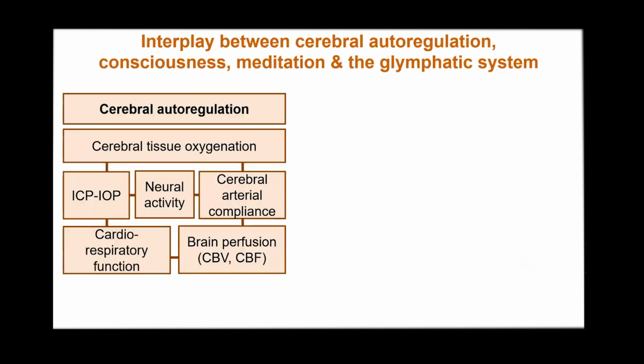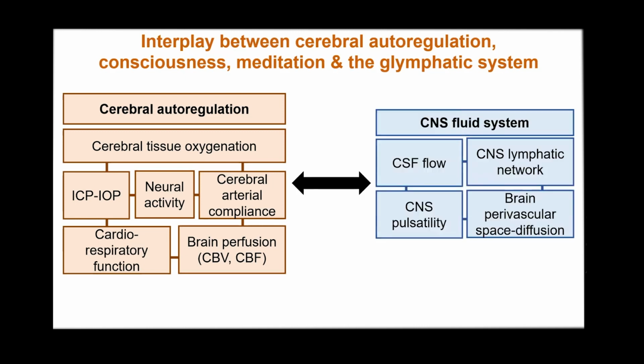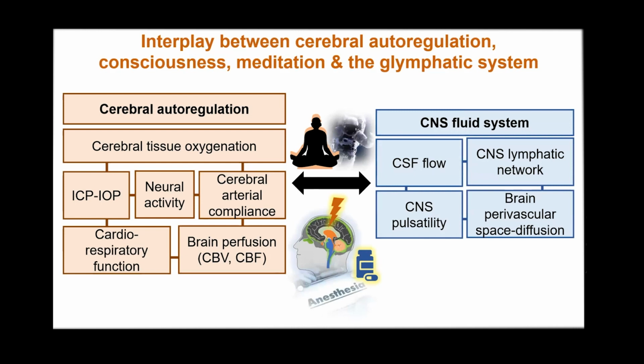So I'll just go through this quickly. Some of these parameters are still unexplored from a glymphatic perspective. So the effect of altered consciousness or how meditation influences the glymphatic system or the CSF flow, and how these both are interplayed. This is something which hasn't been explored. And how different anesthetic regimens affect the glymphatic system has been investigated extensively in rodents, but from a human perspective, it's still unknown.